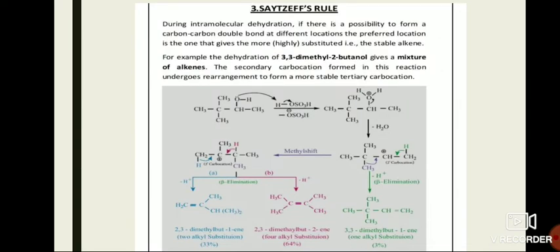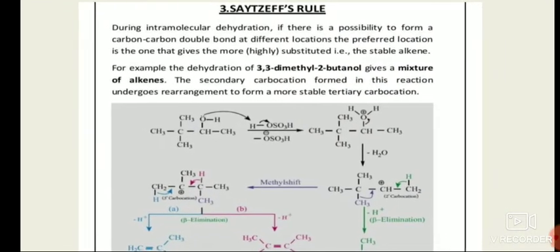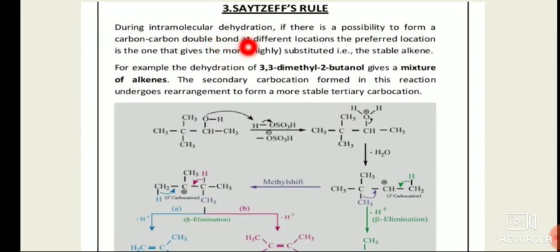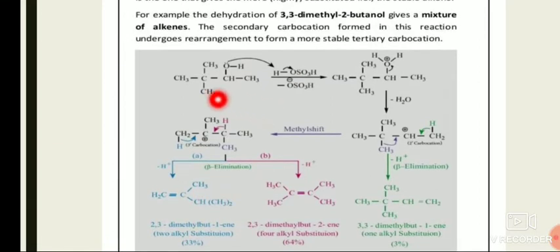Saytzeff rule: during intramolecular dehydration, if there is a possibility to form a carbon-carbon double bond at different locations, the preferred location is the one that gives the more highly substituted, more stable alkene. Listen, this process is very important. This is a tertiary alcohol because three methyl groups are present on a single carbon.